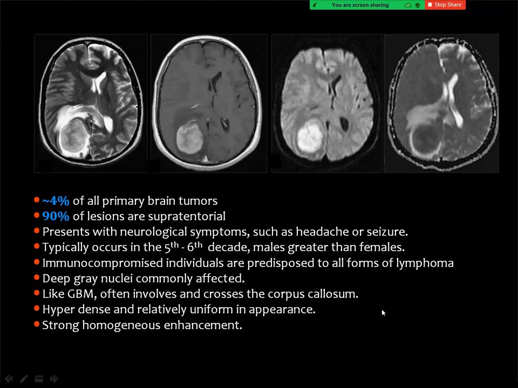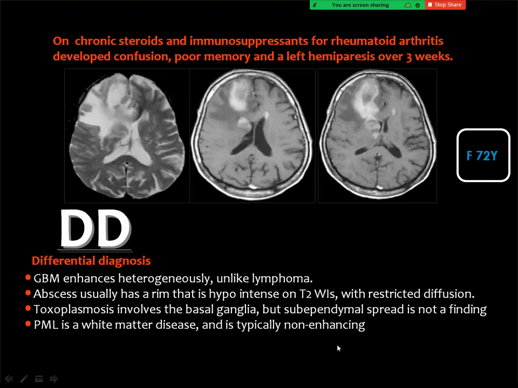Also butterfly glioma can do this, but glioma does not show diffusion restriction, and the glioma shows heterogeneous enhancement. The differential diagnosis of lymphoma includes glioblastoma multiforme, which is heterogeneously enhanced, the abscess, which is marginally enhanced with central restricted diffusion, toxoplasma, which occurs in the basal ganglia, and progressive multifocal leukoencephalopathy, and this is not an enhancing lesion.